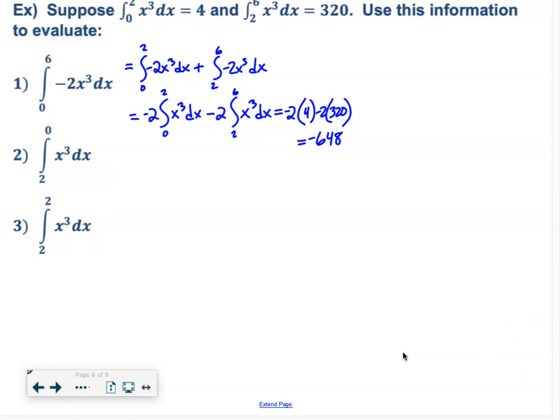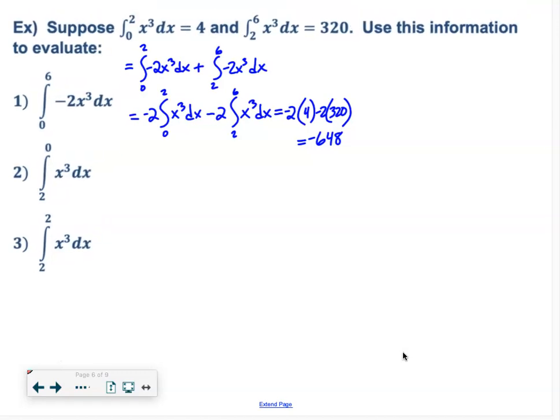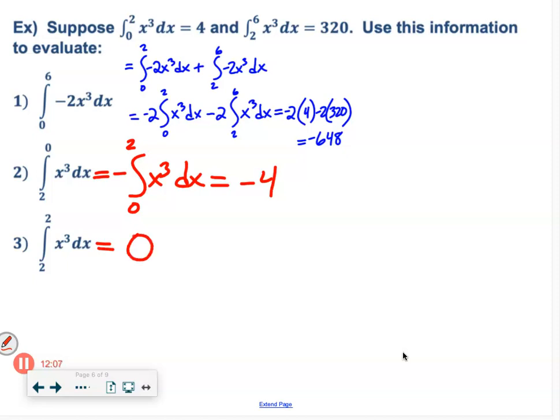Okay, so for the next one, the integral from 2 to 0 is negative the integral from 0 to 2. So I end up with -4. These last two are real easy. And the integral from 2 to 2, it doesn't matter what the function is, it's always going to be 0.